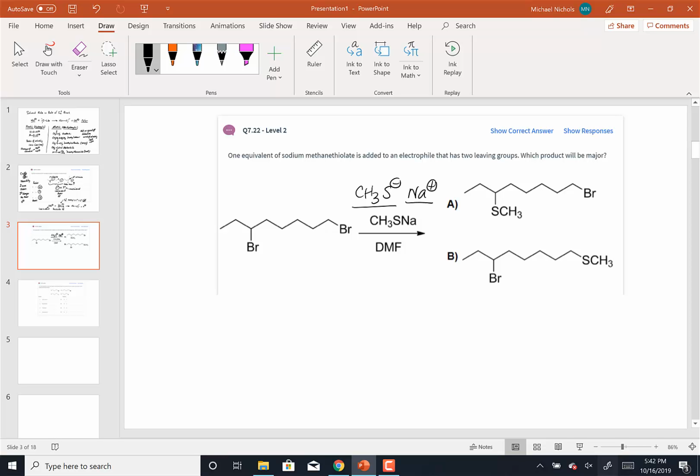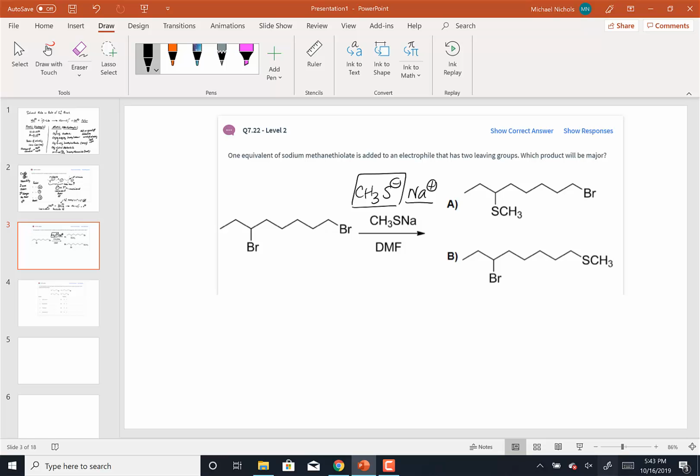What role does it play? In our class, it's not going to play a role. So what I'm really interested in is, this is my nucleophile. And so I'm doing an SN2 reaction. So the question is, when I add it, which product is going to be the major product?